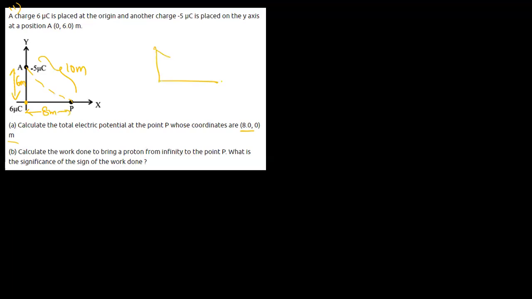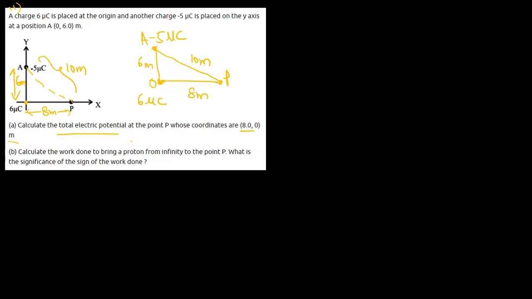If I draw this very carefully, this is point P. No point is given at the origin, so let us take it as O, where 6 microcoulomb is there. This is 8 meter, this is 10 meter, this is 6 meters, and this is point A, where there is a charge of minus 5 microcoulomb. So this is the triangle formed from the diagram.